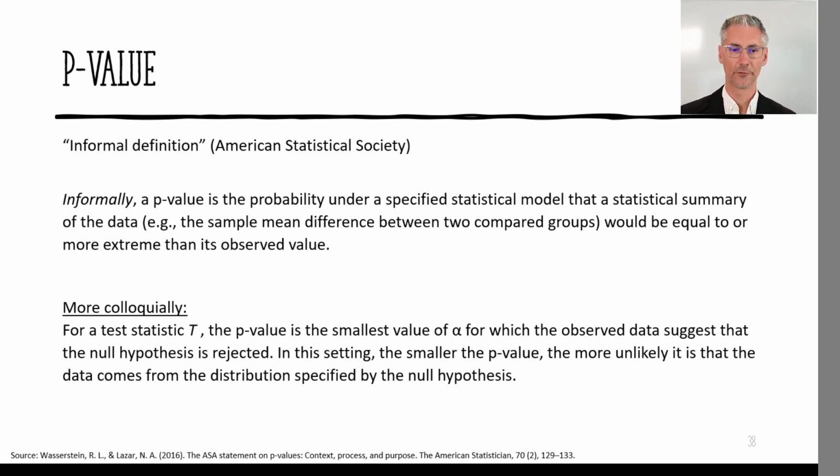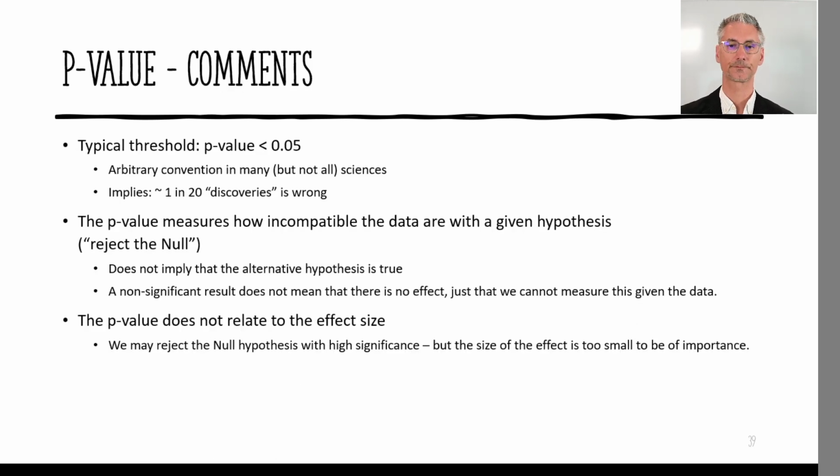Now, more colloquially, for a test statistic t, the p-value is the smallest value of alpha, so the p-value, for which the observed data suggests that the null hypothesis is rejected. In this setting, the smaller the p-value, the more unlikely it is that the data comes from the distribution specified by the null hypothesis. So essentially, the p-value is a number that defines how likely it is that this observed effect is true to the null hypothesis, or if we should reject the null hypothesis.